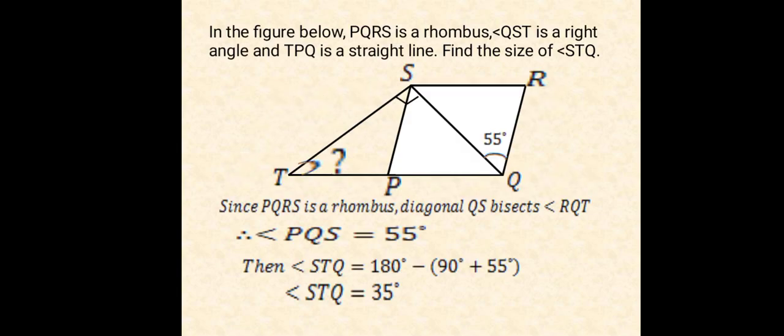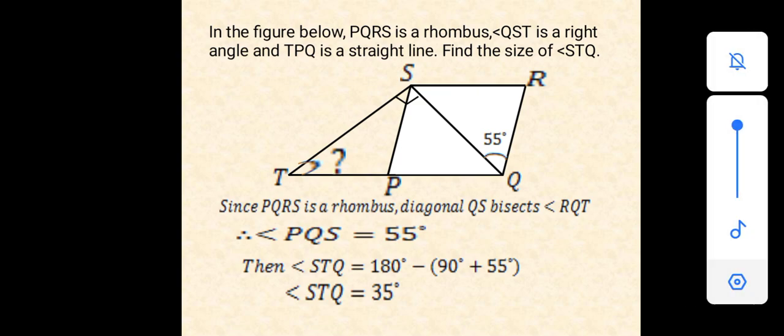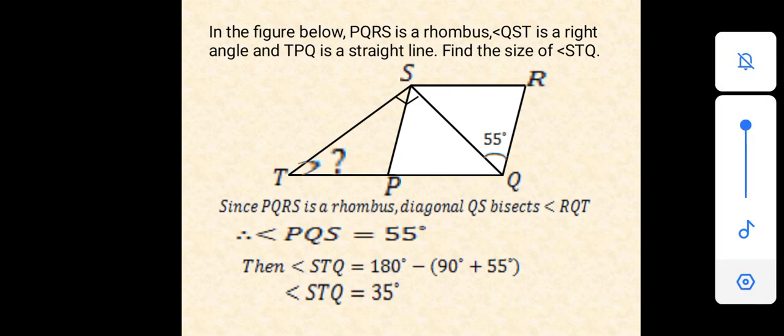Angles and plane figures. In the figure below, PQRS is a rhombus, angle QST is a right angle, and TPQ is a straight line. Find the size of STQ.